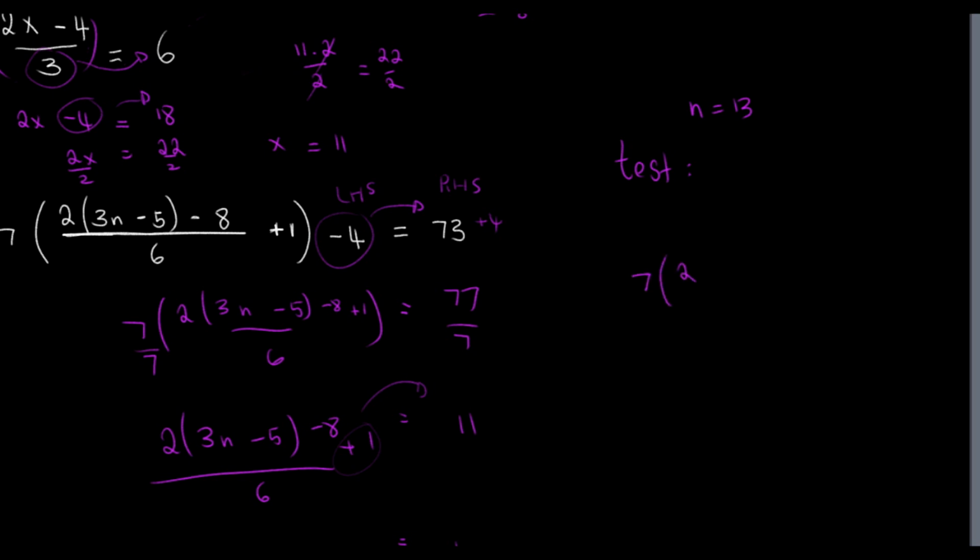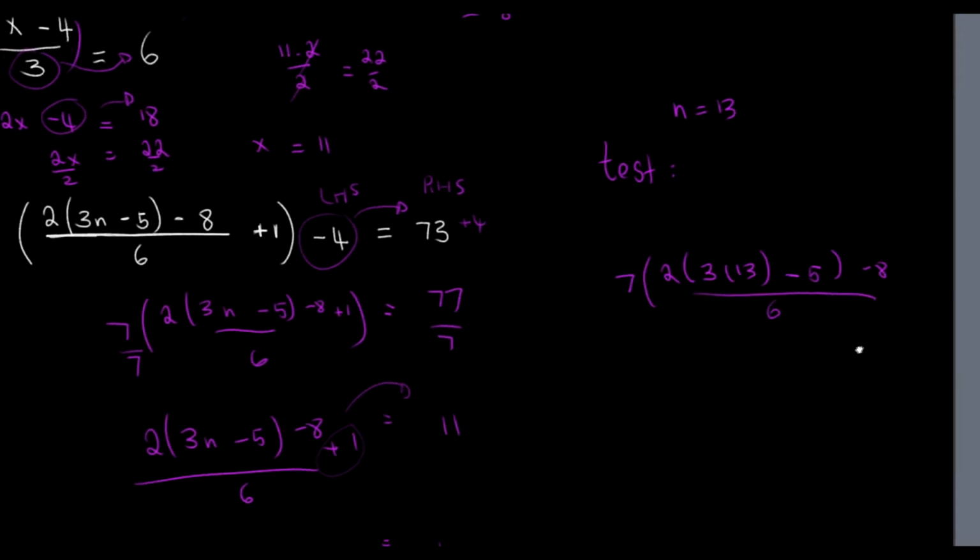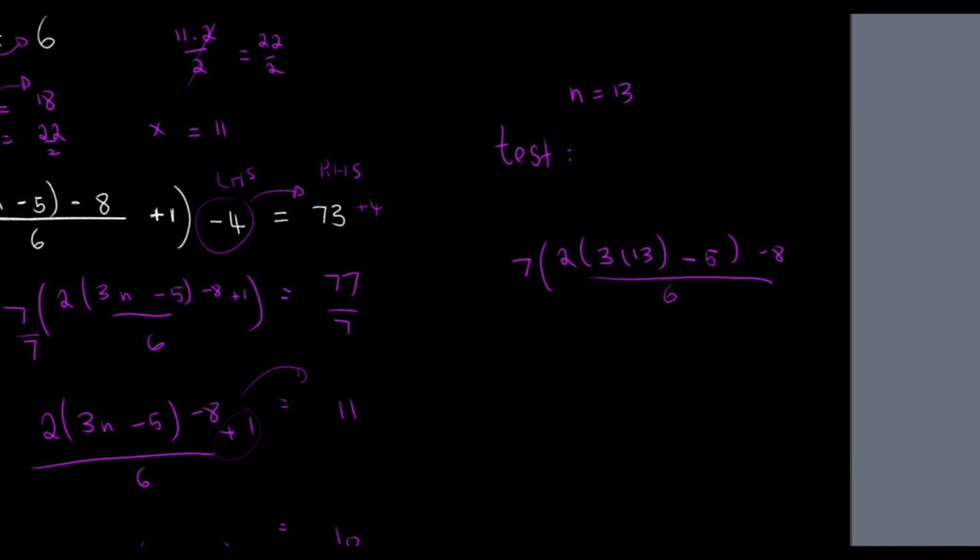So I'm going to say 2 multiply 13 minus 5, parentheses closed, minus 8 over 6 plus 1, parentheses closed, minus 4.